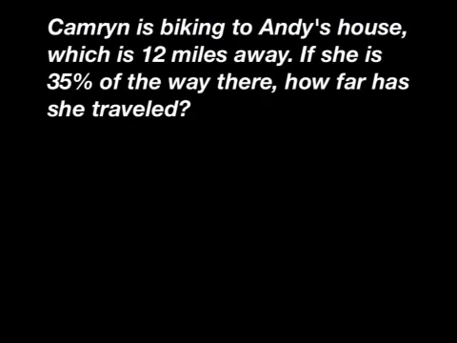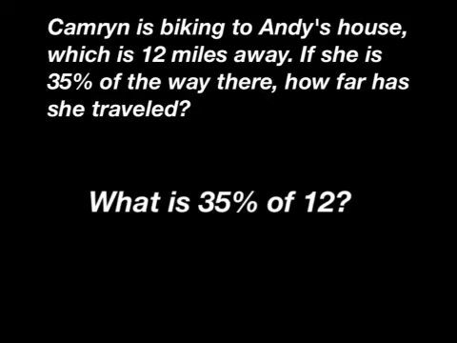Here's a word problem that's going to be the first problem on your Google form. Cameron is biking to Andy's house, which is 12 miles away. If she is 35% of the way there, how far has she traveled? Now, this is a word problem, but really it's no different in form than the problem we were just looking at. Essentially, all this is asking is, what is 35% of 12? What is 35% of 12? I'm asking you to solve this on your own, as well as the rest of the problems on the form.